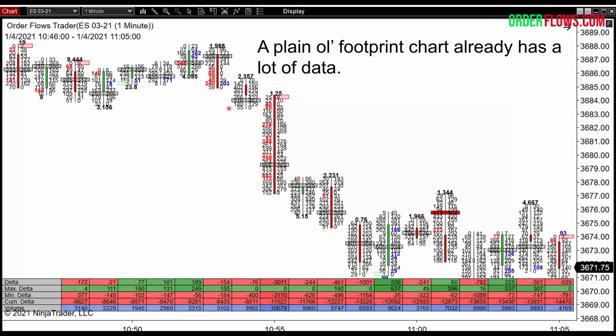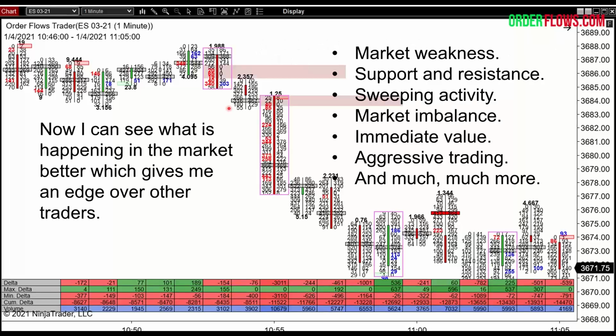Now remember, a plain footprint chart already has a lot of information. People just trade a footprint chart like this naked all day long, right? And that's fine. You can do that. But what I'm saying is, why don't you let software help you show you market weakness, support and resistance levels, sweeping activity, market imbalances, value, aggressive trading, and all the other benefits of using order flow. I mean, to me, it just makes perfect sense. Why try to swim upstream? Swim with the current of the market.